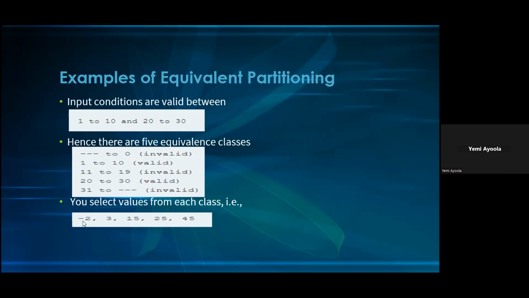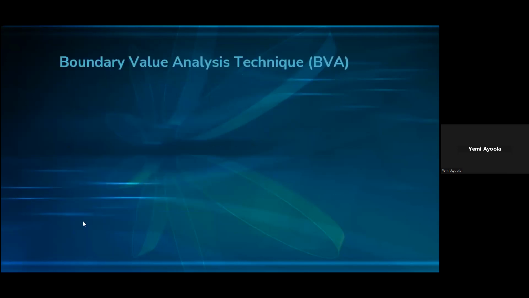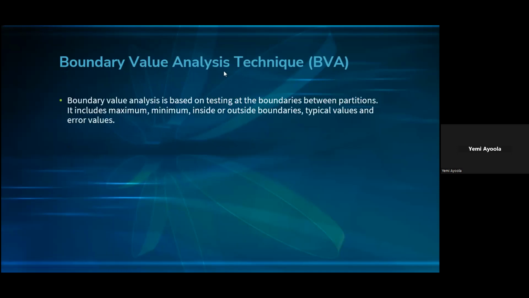So now it takes me to the next one, which is BVA. We call it BVA, the Boundary Value Analysis technique. Boundary value analysis is based on testing at the boundaries between partitions. It includes maximum, minimum, inside, and outside boundaries. So when you hear boundary value analysis, we are touching all the edge cases.